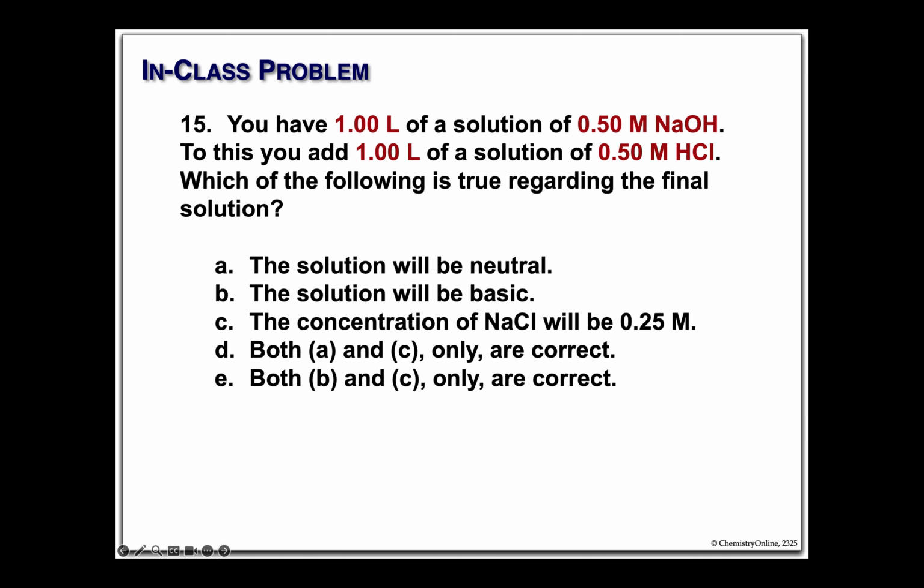This is one that lots of people get wrong. So think about this one. We have 1 liter of 0.5 molar sodium hydroxide. We have 1 liter of 0.5 molar HCl. We're going to mix these. Now these are equal concentrations and equal volumes, right? So when we mix them, the strong acid and the strong base, we will wind up with a neutral solution. So number 1, the solution will be neutral.